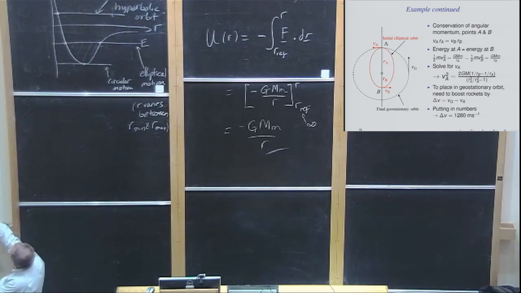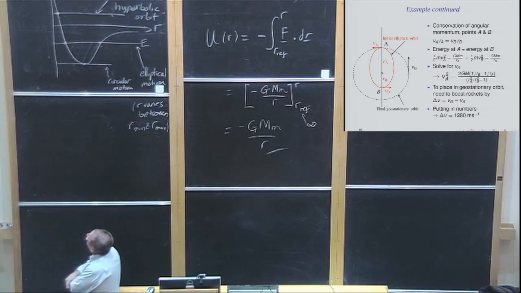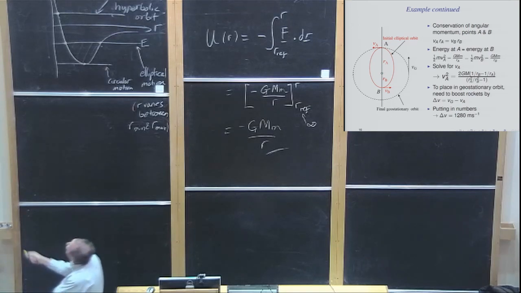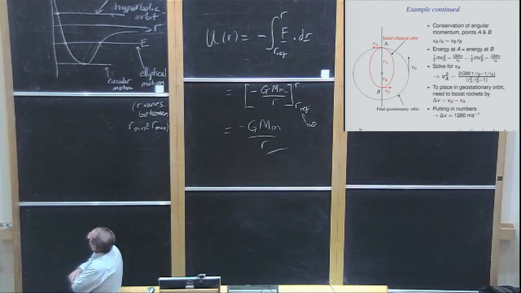So this expression, just to recap, has come from conservation of energy and conservation of angular momentum. It tells us what V_A is in terms of R_A and R_B, which are known parameters. So we can work out what V_A is, which is the velocity in the elliptical orbit. We know what the velocity should be in the geostationary orbit, and so the difference between those two things is the answer we're going for, and that answer turns out to be 1,280 meters per second.